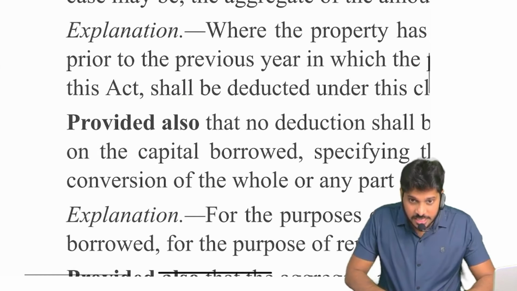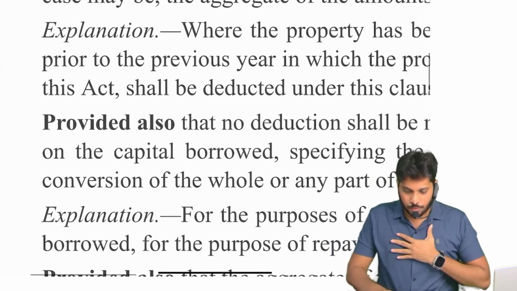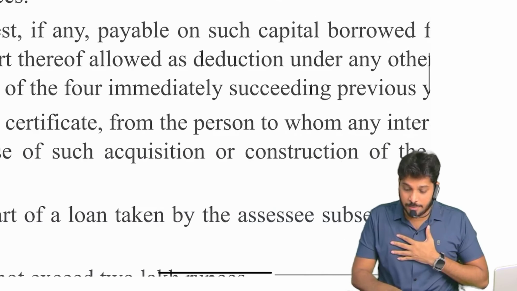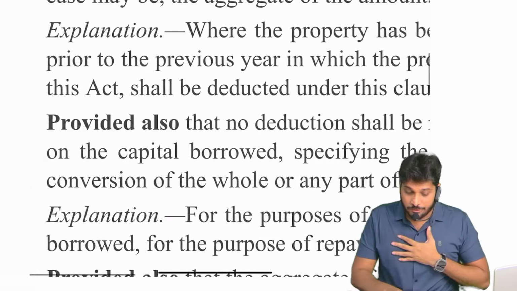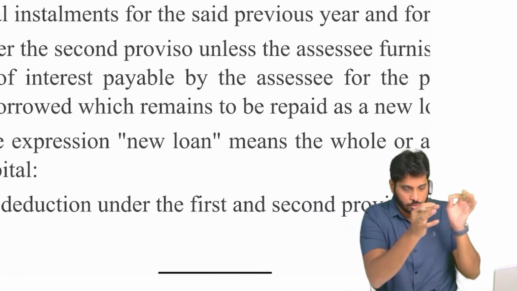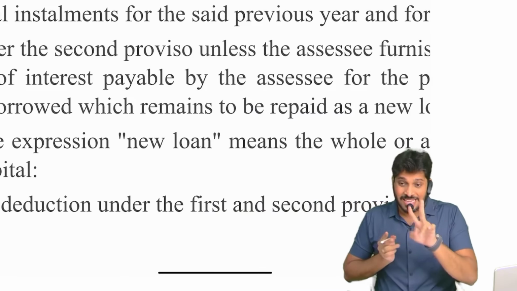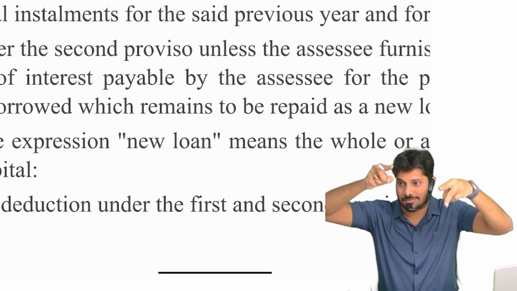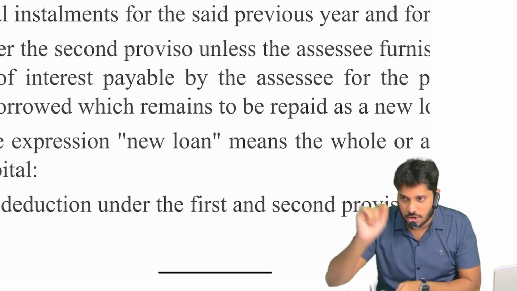Explanation: you see the interpretation. Let us understand this. Where the property has been acquired or constructed with borrowed capital, the interest, if any, payable on such capital for the period prior to the year in which the property has been acquired or constructed, that is, any loan borrowed for house purposes, any interest incurred prior to construction will be allowed as a deduction in 5 installments, they said.